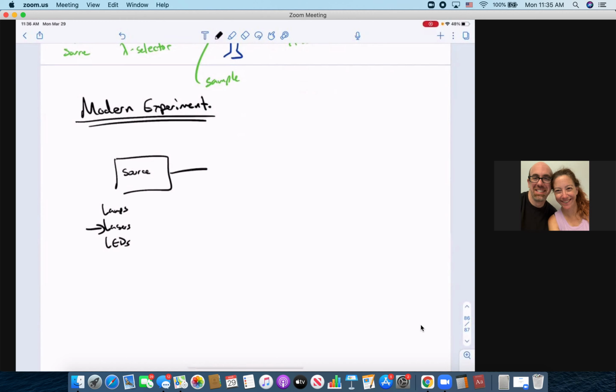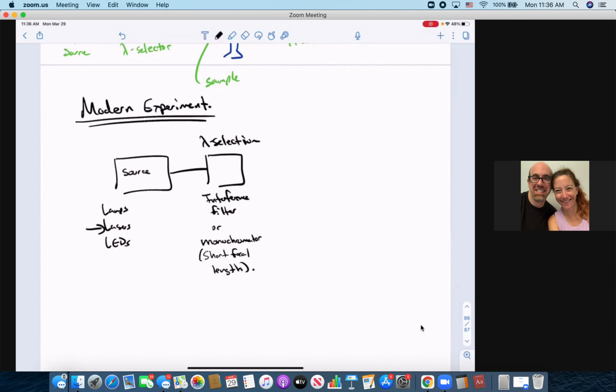But that light source puts out many wavelengths typically, so we need a wavelength selection. We're either going to use an interference filter if we want a fixed wavelength, or a monochromator. That monochromator will typically be short focal length. So we're tying all these concepts together. When I say it's a short focal length monochromator, what does that mean to you if I say the focal length is short?